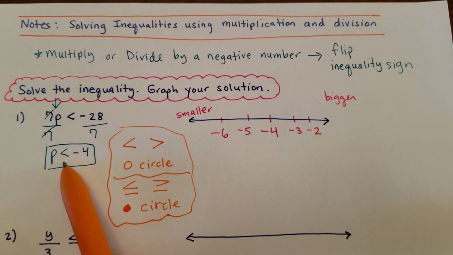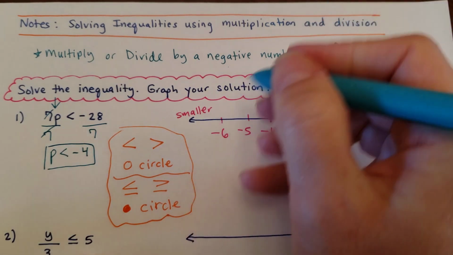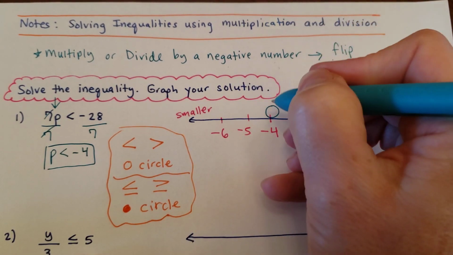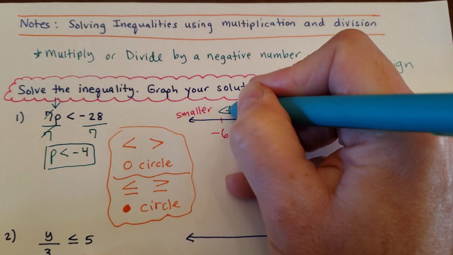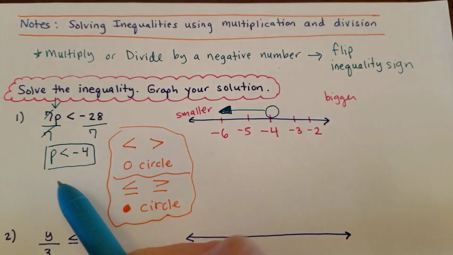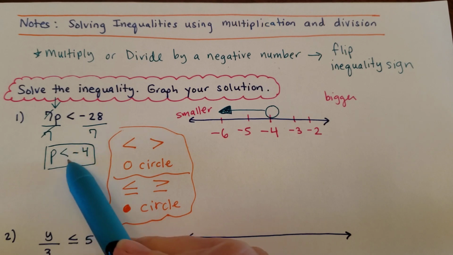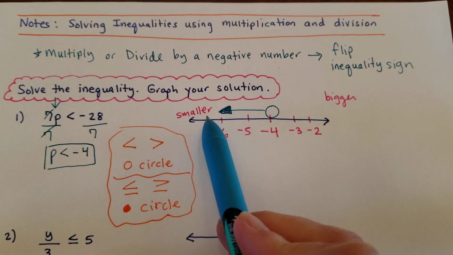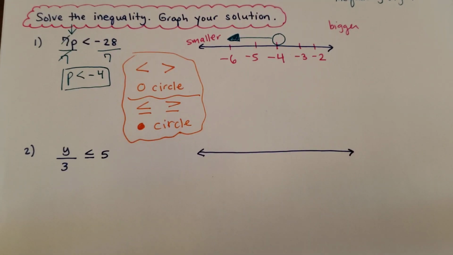So we know open circle, and since the letter is on the left, we're going to copy that direction. So we're going to do open circle at negative 4, and we're going to copy going left. So remember, as long as the letter's on the left-hand side, you just copy. This points to the left, so our arrow also goes left. All right, let's try another one.